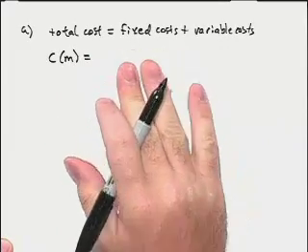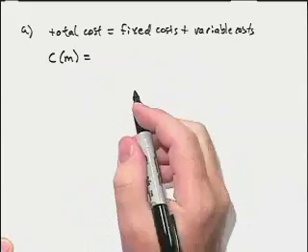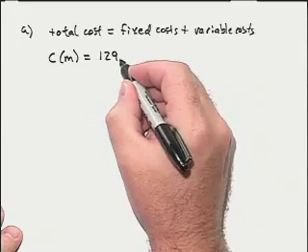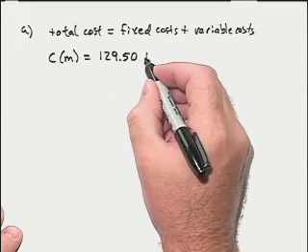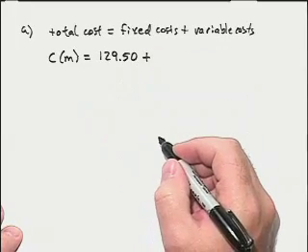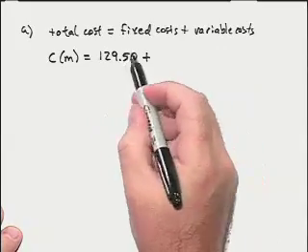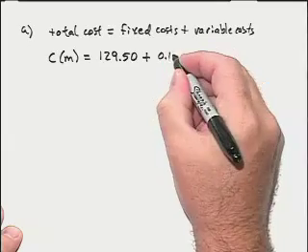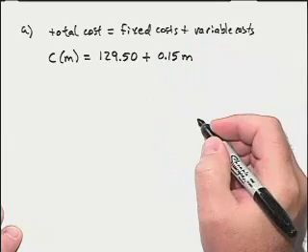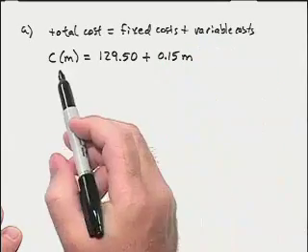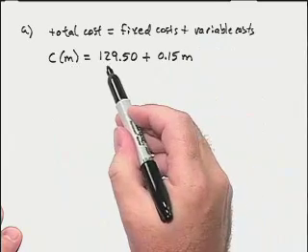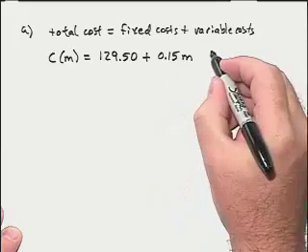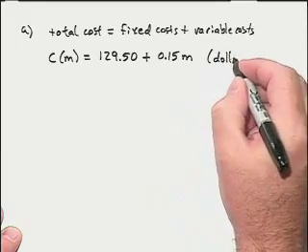For fixed costs, we look back and see that the rental cost is $129.50. That's fixed. So we'll write 129.50 plus, there's a 15-cent per mile charge in addition to the rental fee of $129.50. So we'll write plus 0.15 times M, where M is the number of miles driven. So our cost function is C of M equals 129.5 plus 0.15 times M, and this is cost in dollars.